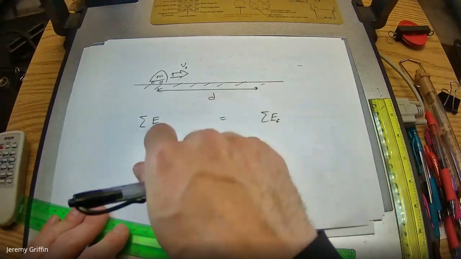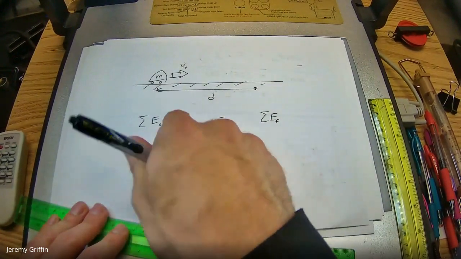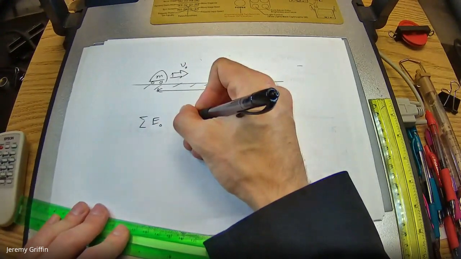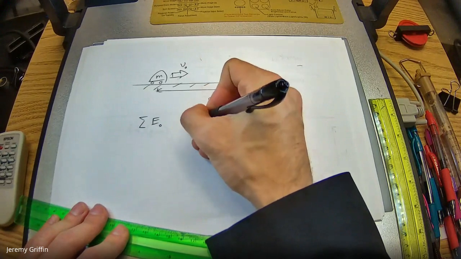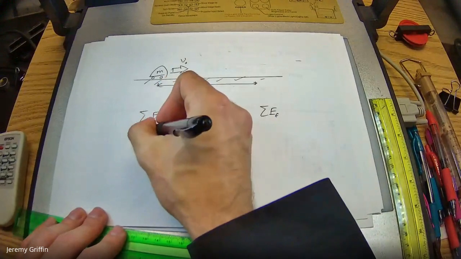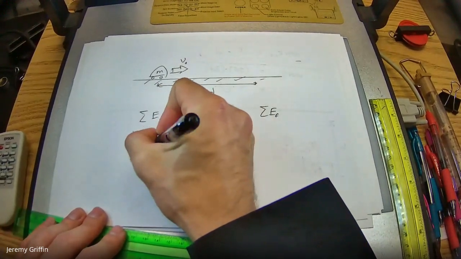Now I'm going to modify this a little bit and say that if the system is open, say that you're only focused on the car, then the initial energy, plus the work done on it, or maybe we should say minus work done by friction if it's negative work, see what you end up with. So the car starts off with all kinetic energy, that's this type.